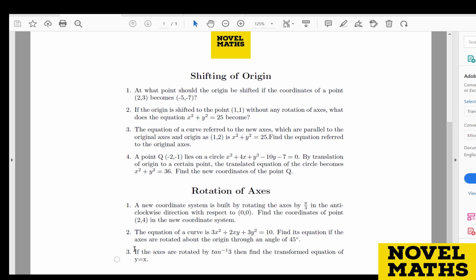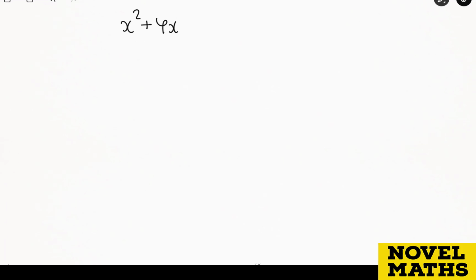Coming to this question again, the equations are given in the original axes and the new axes. Those are given, and how to solve this? Let's think on this. So the equation is x square plus 4x plus y square. You also try to solve it parallelly.